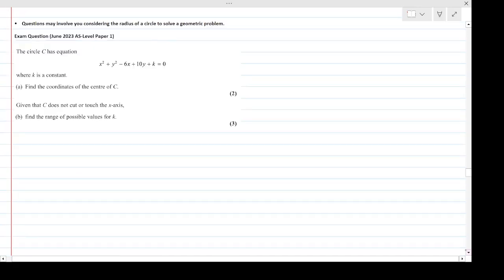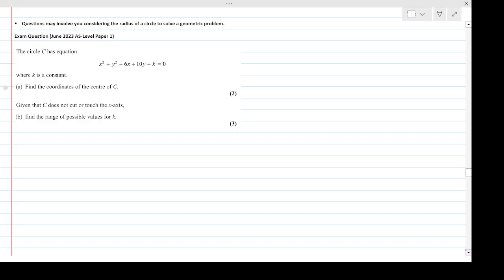So let's have a look at some exam questions then. With exam questions, yes, they will usually ask you to find the coordinates of the centre and the radius. However, they might then require you to consider it geometrically to solve a geometric problem, which we will go into with some examples here.